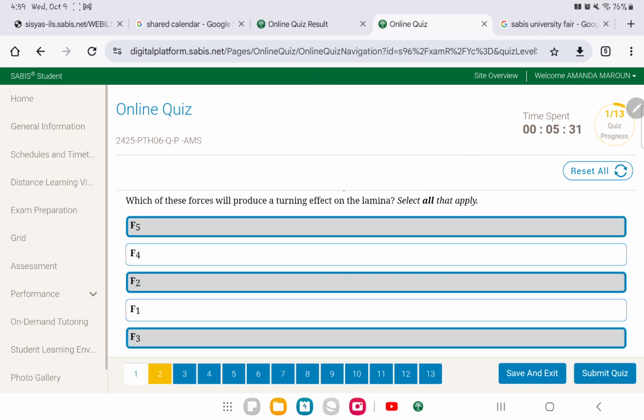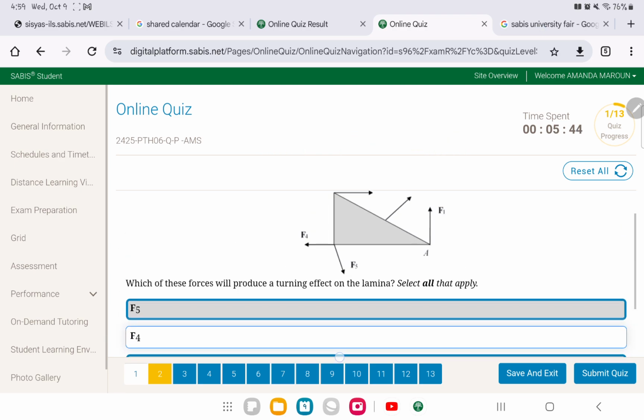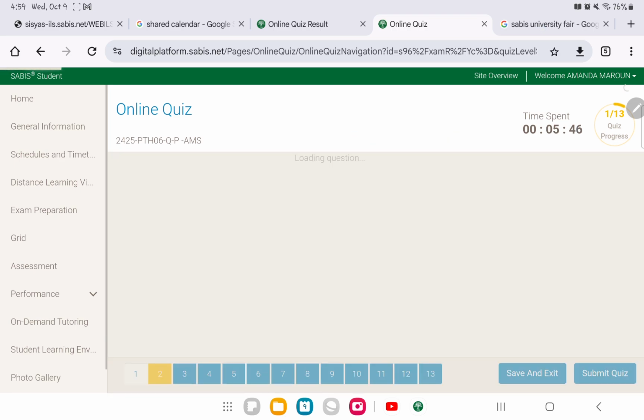So the only 3 that do a turning effect are force 5, force 2, and force 3. Now pay attention. Here they asked us produced. If in the exam they ask us not produced, what do we choose? We choose the ones that pass through the axis, which is F4 and F1. So that is for question number 2.